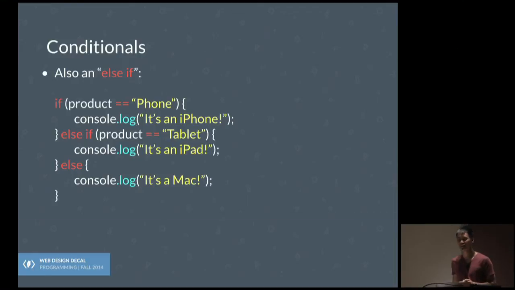Question. You said that there should be a Boolean between parentheses? That's right. So there should be a Boolean within the parentheses. In every case here, there is a Boolean within the parentheses. There is a true or false value. So the variable product could be a number of things. It could be phone. If it is phone, then that's a true, so it'll enter that case.